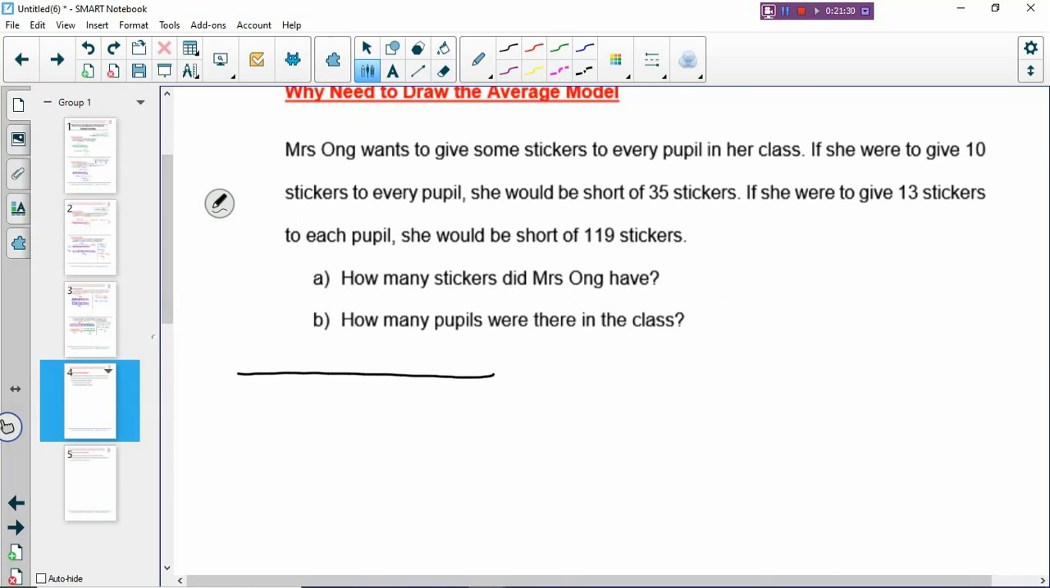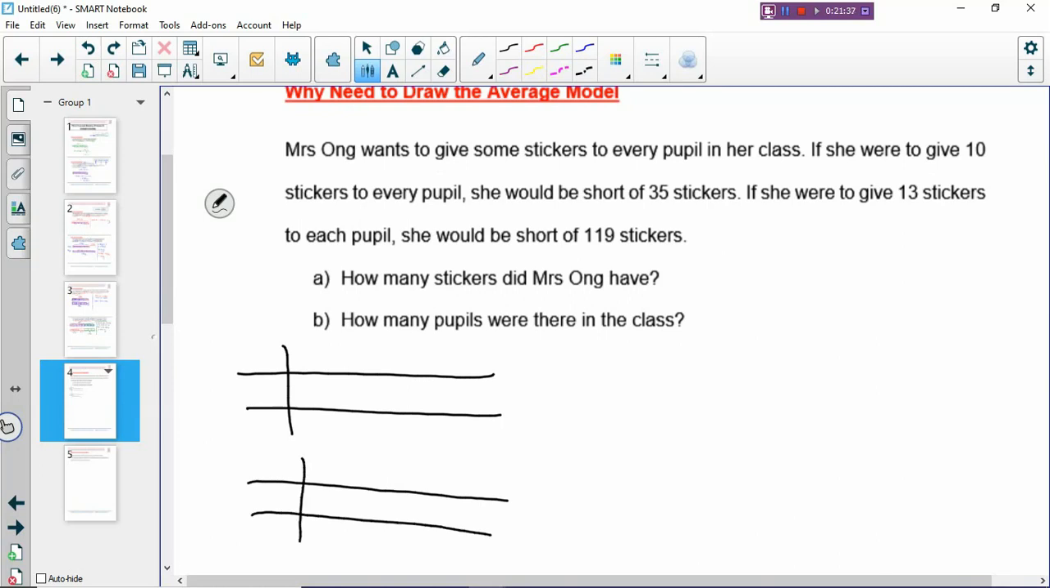If you have followed my heuristic lesson, there is something like a table, which is your systematic listing. Something that is like this. So that is called listing, right? So for example, Mrs. Ong wants to give some stickers to every pupil. If she were to give 10 stickers to every pupil, she'll be short of 35. Now, how to do this? Can you take 10 minus 35? You can't. So this method is not very good to use for questions like this.